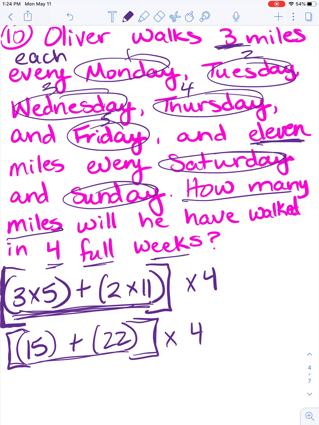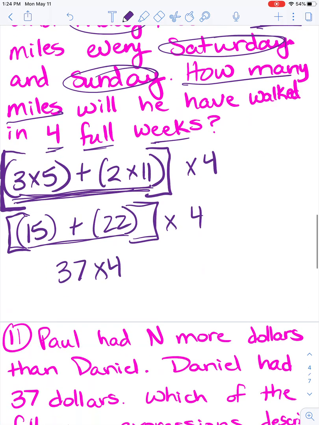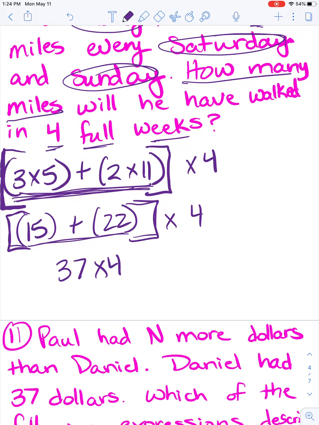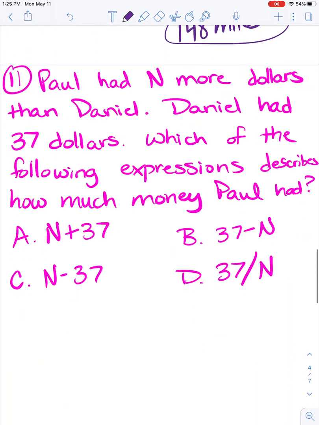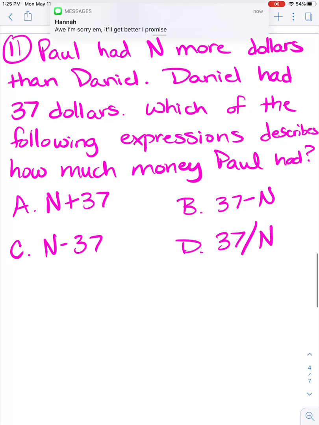Then I have to add them because, again, that's in that extra parentheses. So I'm going to take 15 plus 22. That's 37. And now I can multiply times 4 because he did it for 4 weeks. So I'm going to take 37 times 4. I take my 1s times my 1s, then my 1s times my 10s. That's 28. That's 12 plus 2 is 14. He walks 148 miles in 4 weeks. Wow, that's a ton.